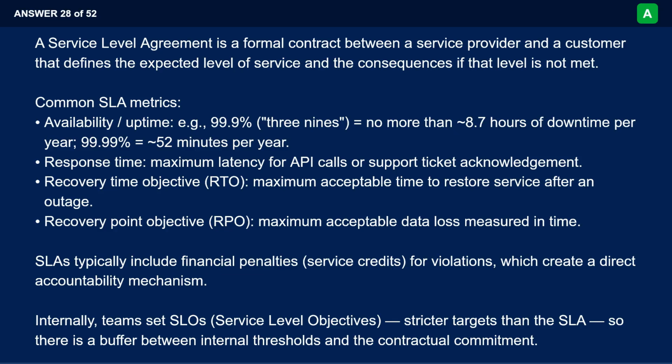99.99% equals about 52 minutes per year. Response time, maximum latency for API calls or support ticket acknowledgement. Recovery time objective, RTO, maximum acceptable time to restore service after an outage. Recovery point objective, RPO, maximum acceptable data loss measured in time. SLAs typically include financial penalties, service credits, for violations, which create a direct accountability mechanism. Internally, teams set SLOs, service level objectives, stricter targets than the SLA, so there is a buffer between internal thresholds and the contractual commitment.